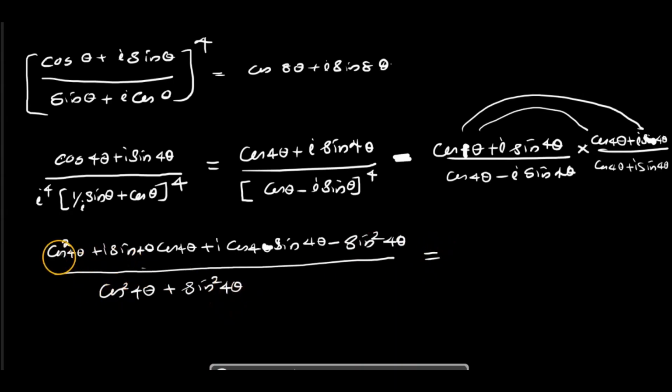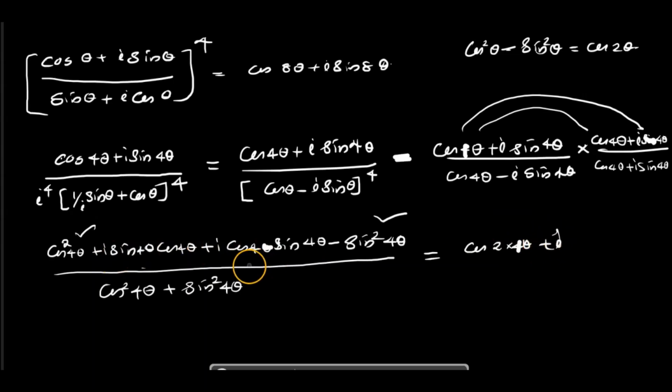And in the numerator, look at the term cos square 4 theta minus sin square 4 theta. We know that cos square theta minus sin square theta is equal to cos 2 theta. This is the formula of cos 2 theta. So this is cos 2 theta, where theta is 4 theta. And i is common, plus i common, sin 4 theta cos 4 theta, sin 4 theta cos 4 theta. So 2 sin 4 theta cos 4 theta.